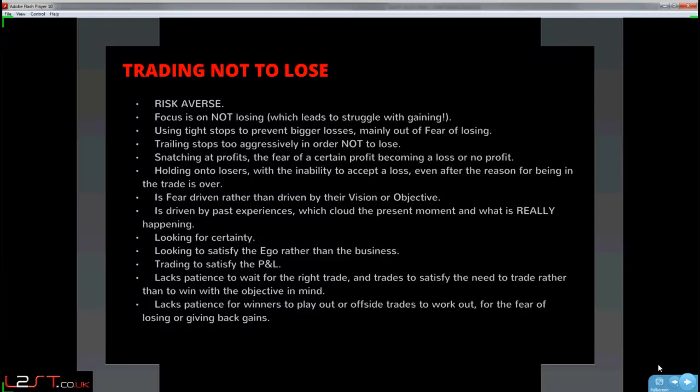Lacks the patience for winners to play out or offside trades to work out. So the trade might go a little bit offside. It may not be working out for you right now while it's open, but you've got to suffer some adverse excursion at times. Adverse excursion is when the market goes a little bit against you before it moves for you. And then favorable excursion is sometimes when it moves for you, but then moves a little bit against you. That will happen when a trade is open. You've got to ride that out, especially if you're looking from a longer time frame perspective. The only way you can gain confidence to do this is if you understand the structure and you believe in it.